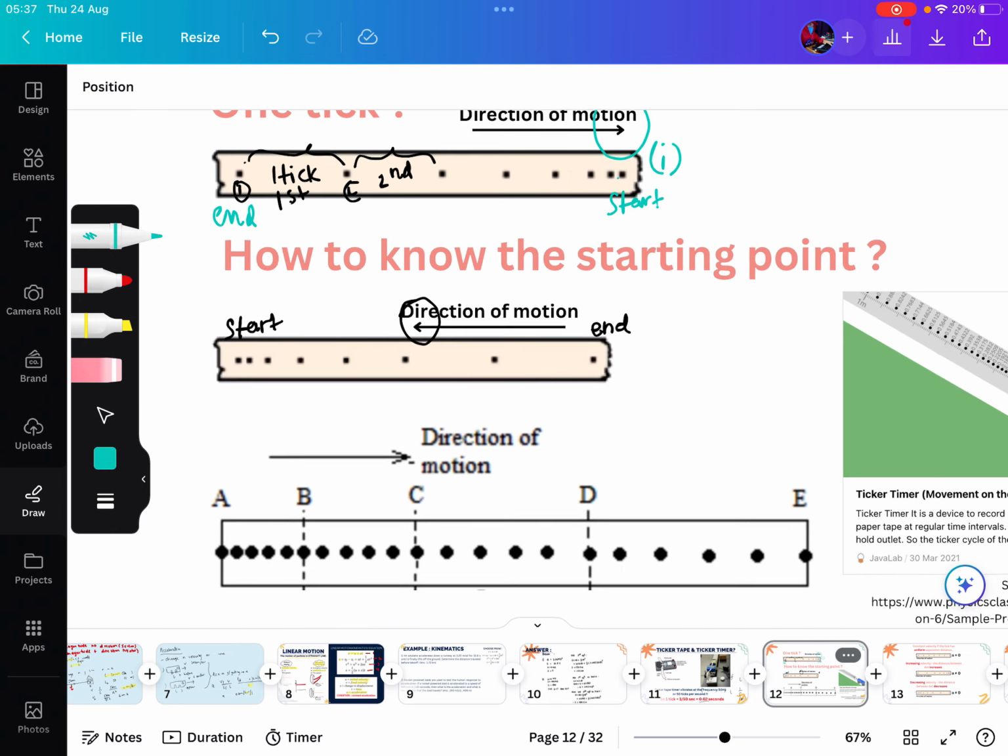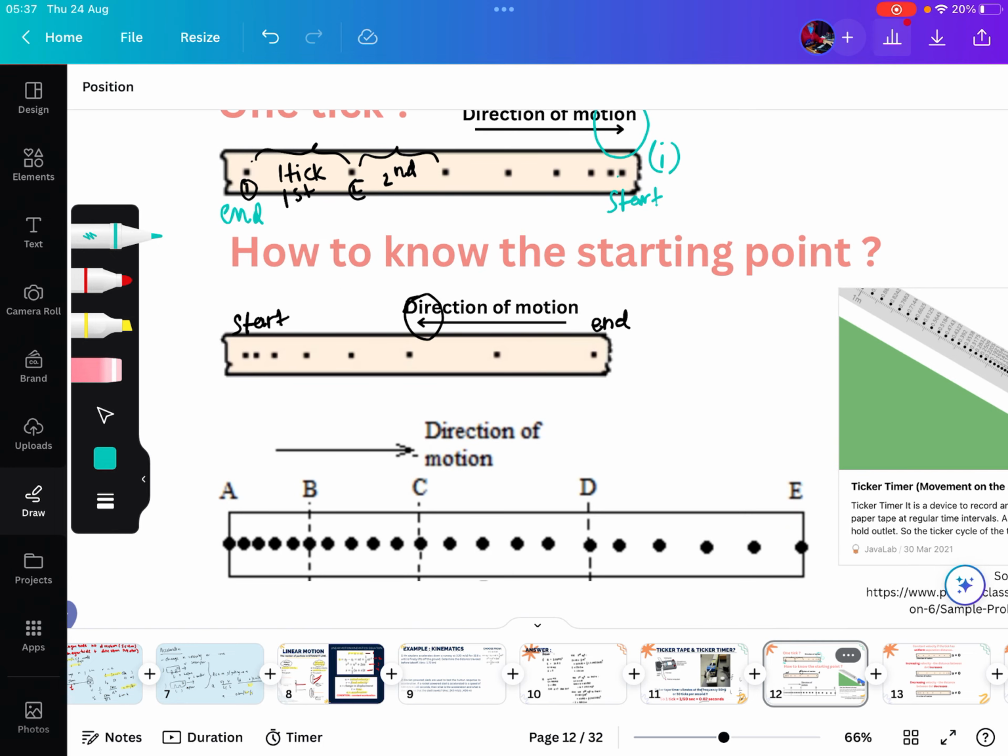Okay. So what about the third diagram? Where is the starting point? I will give you 3 seconds to guess or to answer. Alright, so the starting point is here, start, and this is the ending point. Why? Because the arrow indicated to the right.